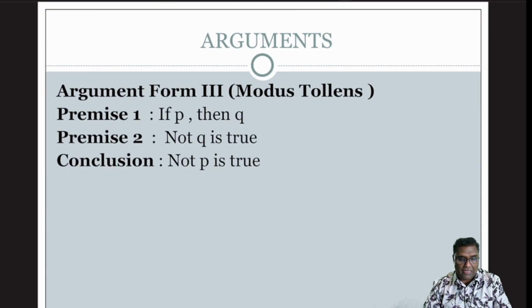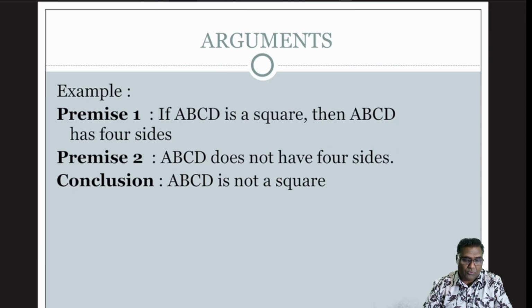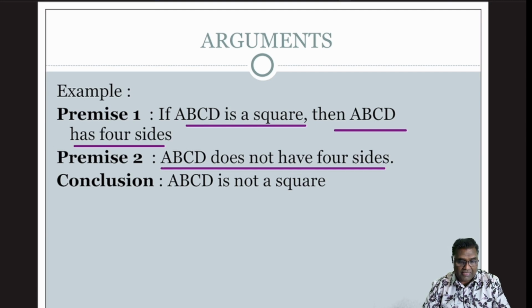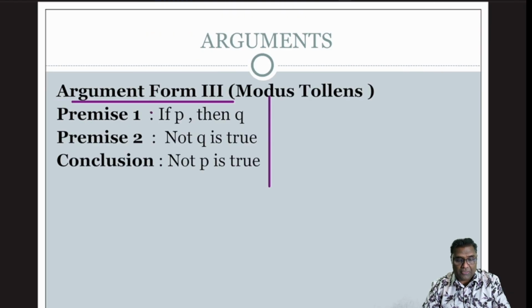And the last argument, form 3. Ada theory kat sini. Kadang-kadang if I explain the theory, you will not understand. So that's the reason why I'm using example. ABCD is a square. Then ABCD has 4 sides. If ABCD does not have 4 sides, then it is not a square. So that is what they put here. If P, then Q. If Q is not true, therefore P is also not true.